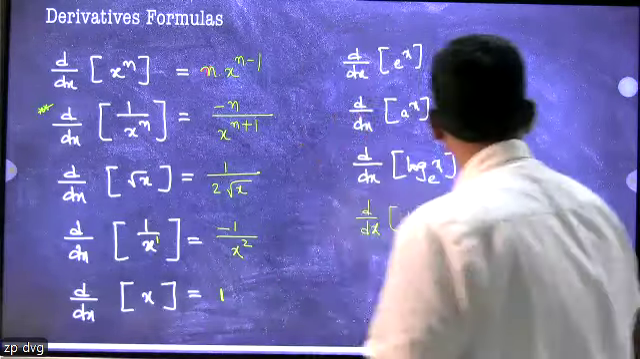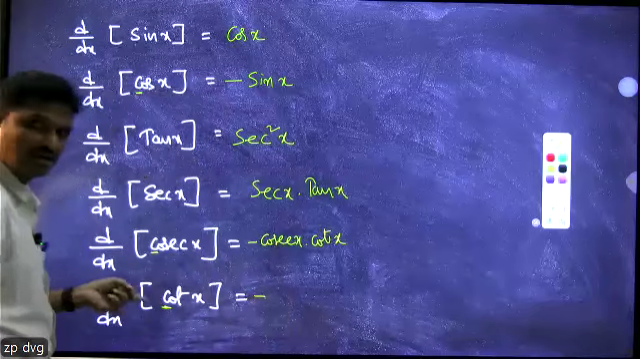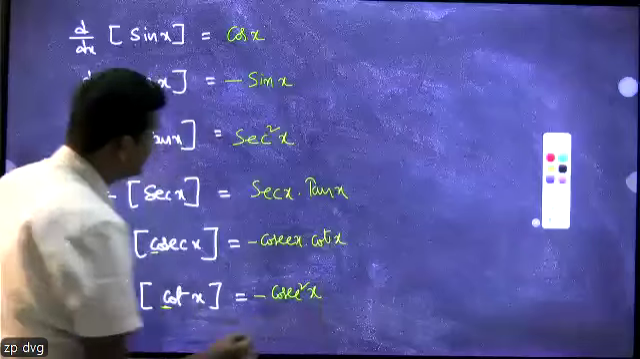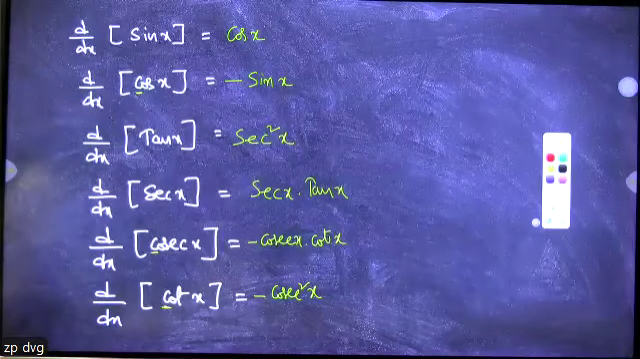Derivative of cosecant x. Here you need to know one thing. Whenever we write derivative of a function which starts with c, then its answer starts with minus. The derivative of cos x has a minus here. So derivative of cosecant x is minus cosecant x into cot x. Derivative of cot x, this also starts with c, is minus cosecant square x. So these are the derivatives of 6 trigonometric functions.